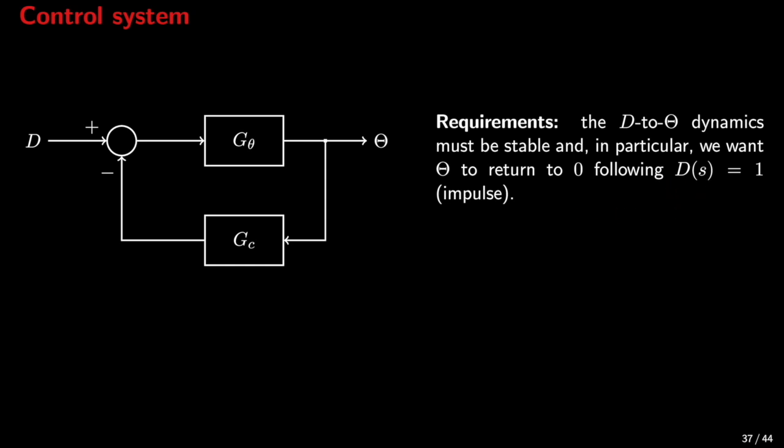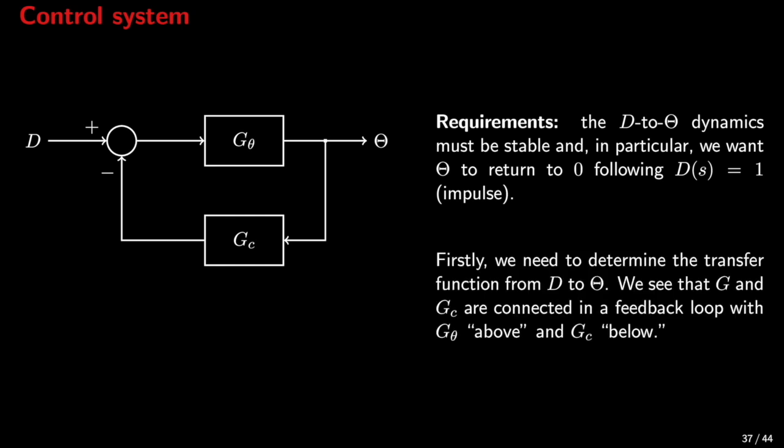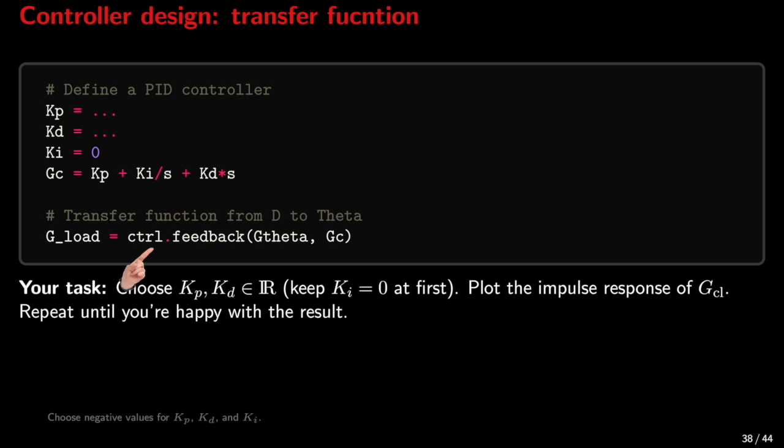But firstly, we need to determine the transfer function from D to theta. We see that G theta and GC are connected via a feedback loop, where G theta is, so to speak, above and GC is below. We will do this by using the function control.feedback from the control module. Let's see how this works.